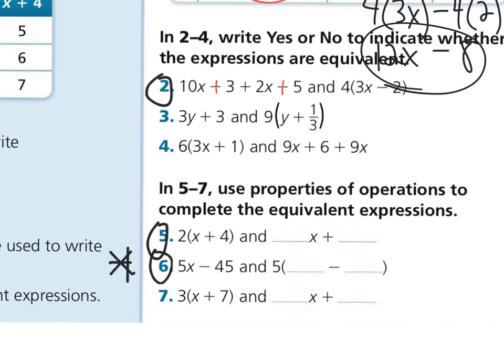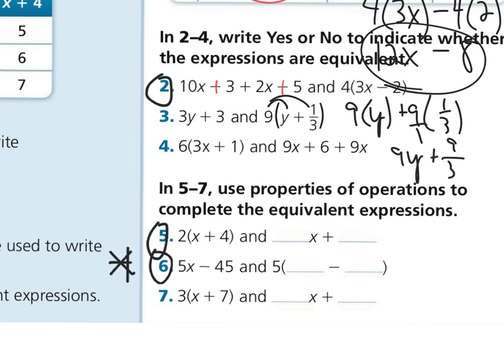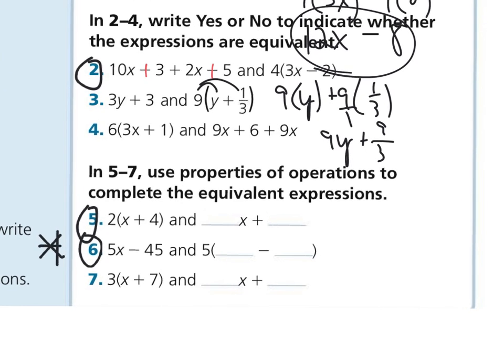Number 3, the first one's already simplified. The second one, if you distribute that, that would be 9y plus, this would be 9/3 if you just multiply straight across. And 9 divided by 3 is 3, so that would be 9y plus 3. The other one was 3y plus 3, so those are not equivalent either.